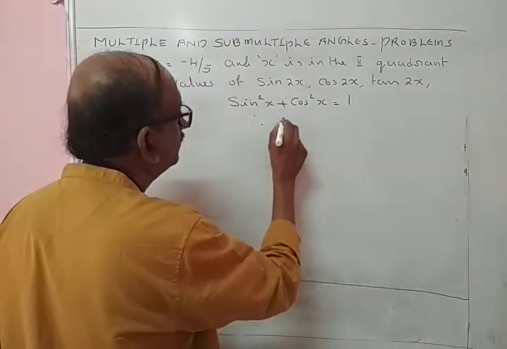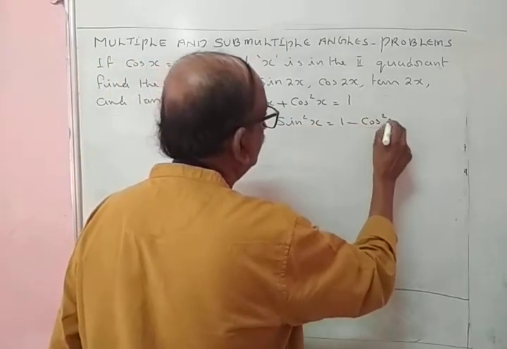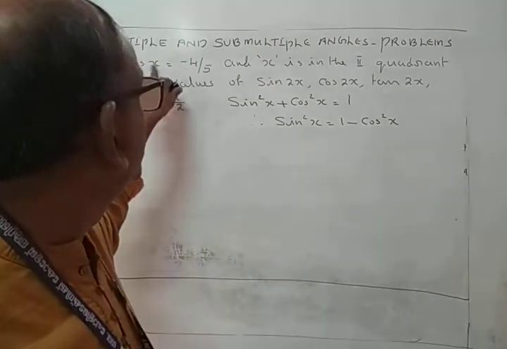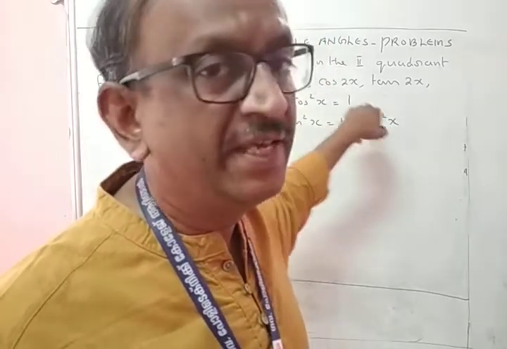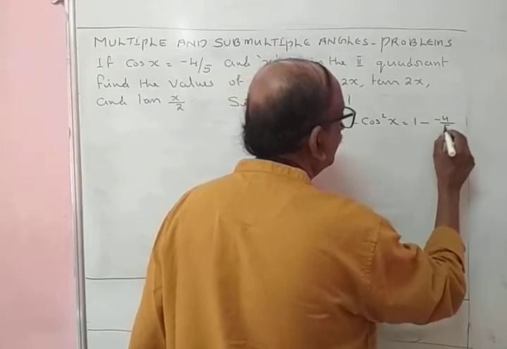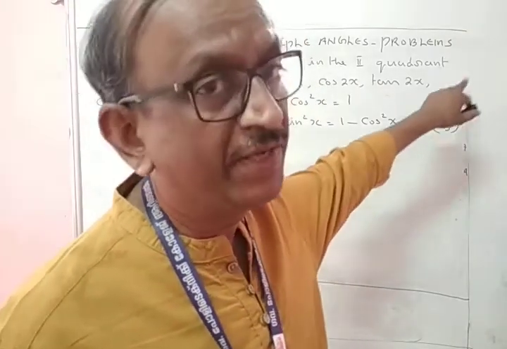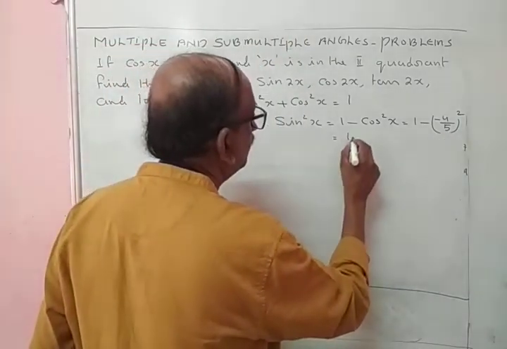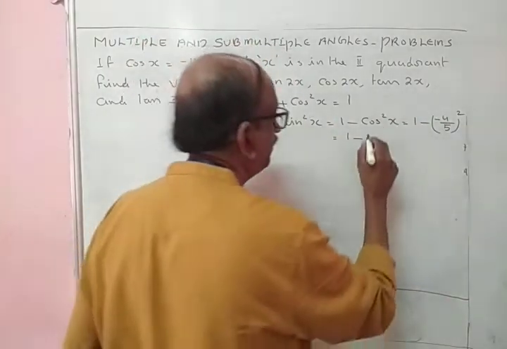Therefore, sin squared x is equal to 1 minus cos squared x. Here cos x is equal to minus 4 by 5. Substitute minus 4 by 5 in this expression. Cos x is minus 4 by 5, minus 4 by 5 squared. This is 16 by 25. Minus square is positive. Therefore, this is 16 by 25.